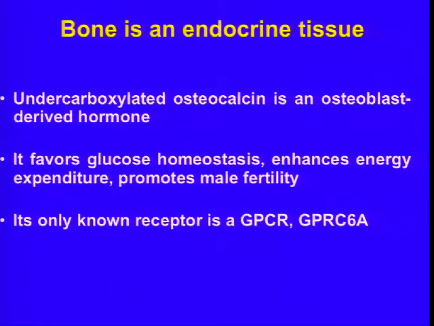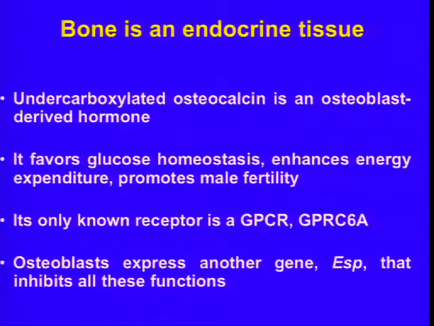The originality of bone as an endocrine organ and osteoblast as an endocrine cell is that it contains another gene, ESP, that has an endocrine function, and yet ESP is not a secreted molecule. It's a tyrosine phosphatase, which, through a complicated mechanism I will not present today, inhibits all the function of osteocalcin.